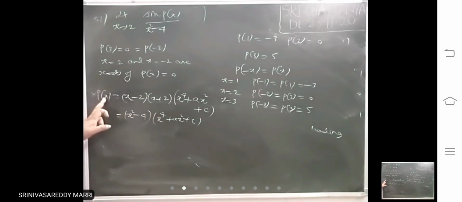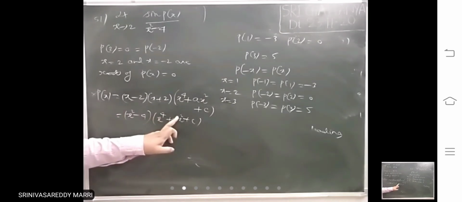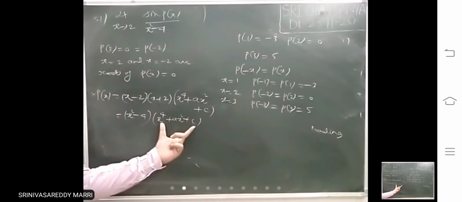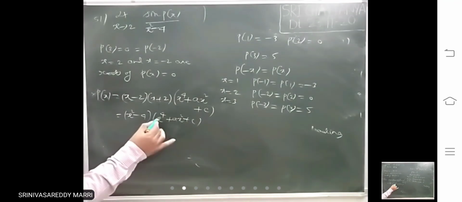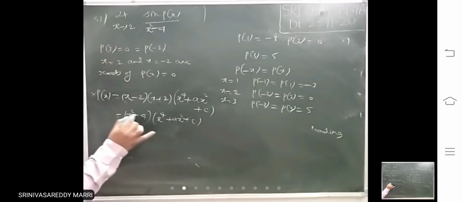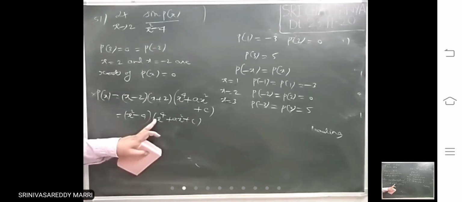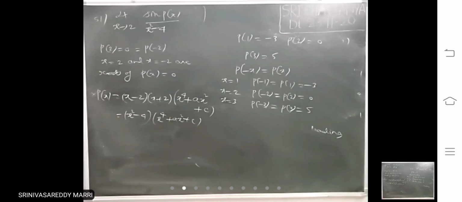If you write p of minus x, minus x whole power 4 is x power 4, and minus x whole square is x square. The same thing you have to get, so this must be even. Why is the x power 4 coefficient 1? He has given that the leading coefficient must be 1. X square into x power 4, if you do, you get leading coefficient 1. That's why here 1.